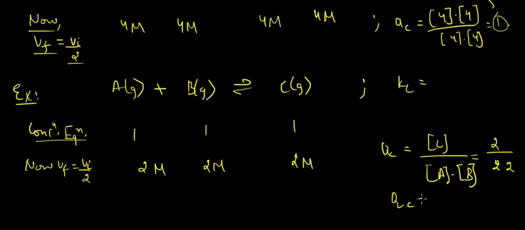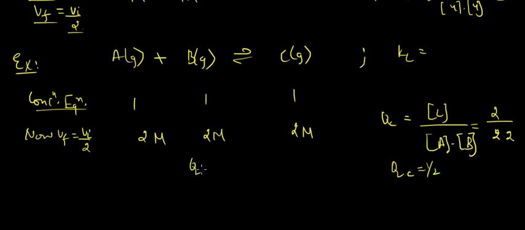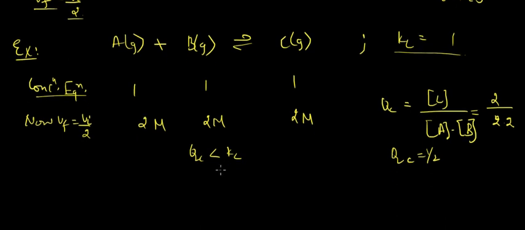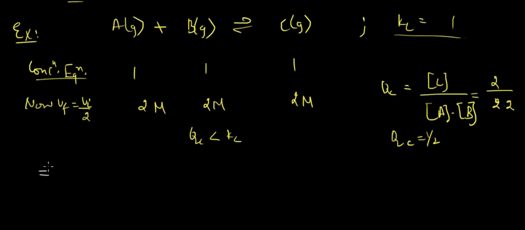Qc would be half. Now as Qc is less than Kc, Kc here was 1 initially, so what will happen is equilibrium shifts in the forward direction. This implies equilibrium shifts in the forward direction.